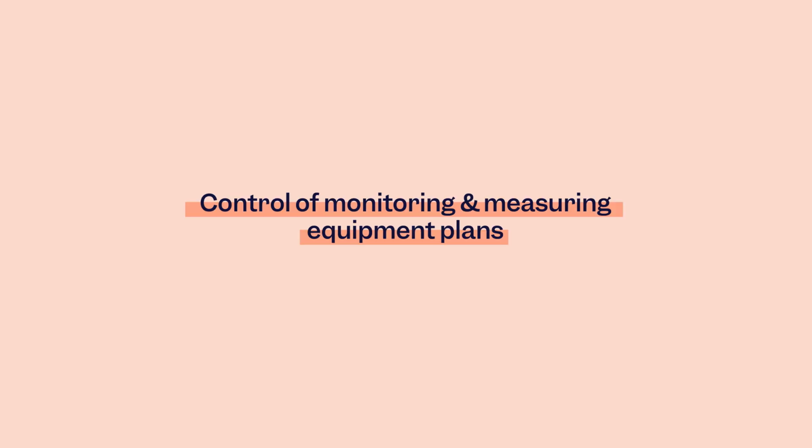Okay, on to the last point in Clause 7. The control of monitoring and measuring equipment plans establishes the monitoring and measurement needed to maintain compliance of the medical device with its requirements. The plan should identify the equipment used to monitor and measure the activities, the characteristics to be monitored and measured, and the methods and procedures to be followed.